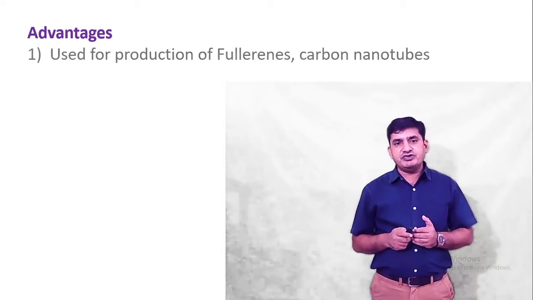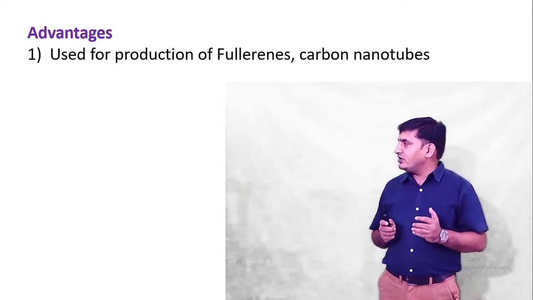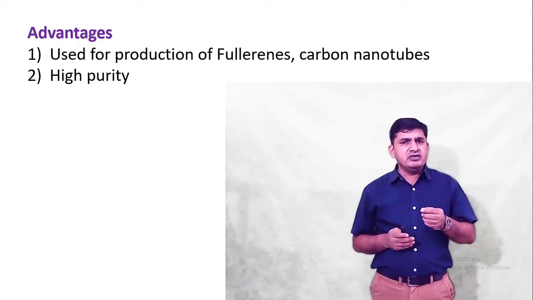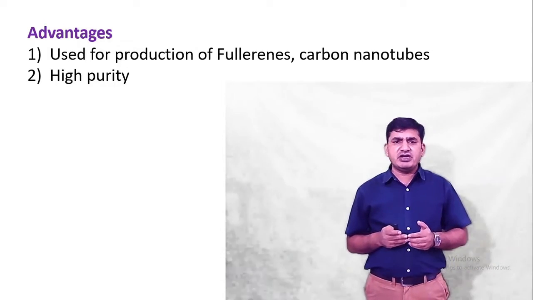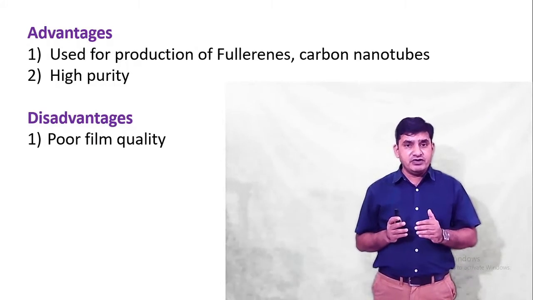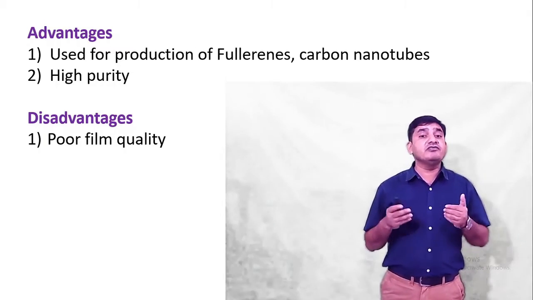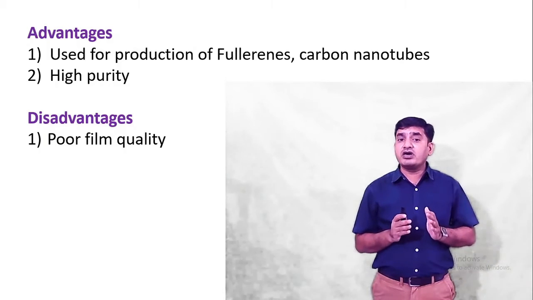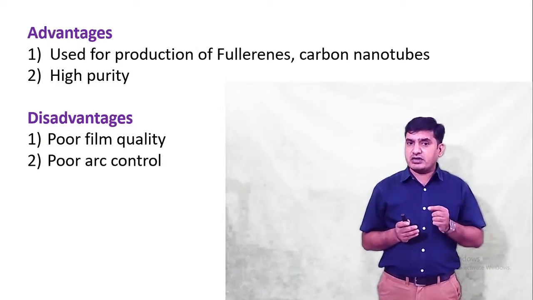There are some advantages of this method. This method is used to produce fullerene and carbon nanotubes. It has high purity. The fullerene or carbon nanotubes produced by using this method have high purity. Then there are some disadvantages. First is poor film quality. If this spark material or electrode material is deposited as a thin film, then we get a film, but this film has poor quality. Then poor arc control, we cannot control the arc.